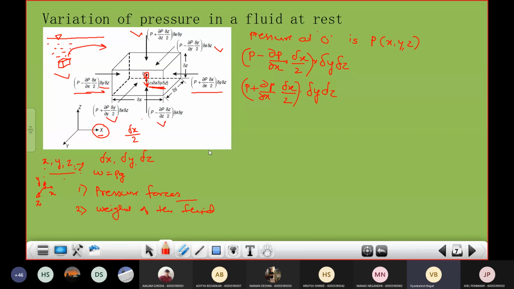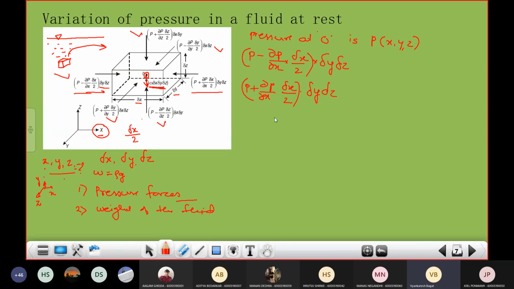Is it clear? So don't directly jump to this diagram. First you have to draw this element, then show the dimensions delta x, delta y, delta z, then show the body force, the specific weight W into delta x, delta y, delta z, and then show the 6 pressure forces on the faces of this element. Is it clear?